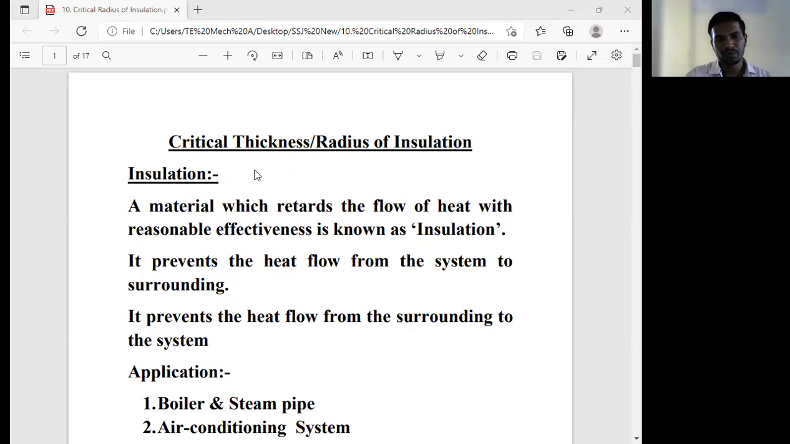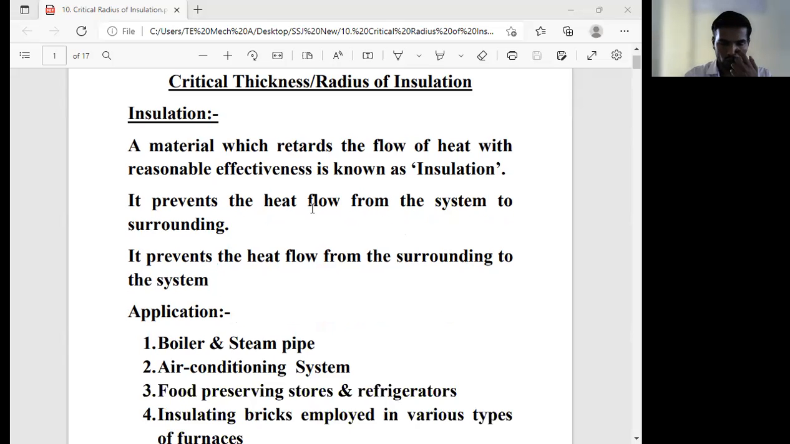Before that, we solved the equation for the composite sphere. What is the rate of heat flow for the composite sphere? Then we solved the problem for the composite sphere. Today we discuss the next point, that is critical thickness and radius of insulation. Before starting this, first of all, we understand what is the meaning of insulation.